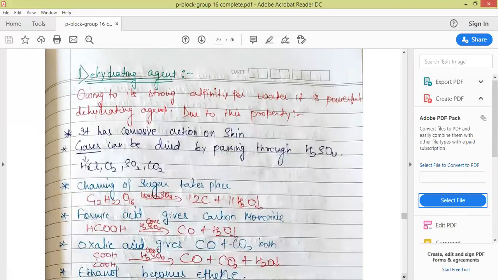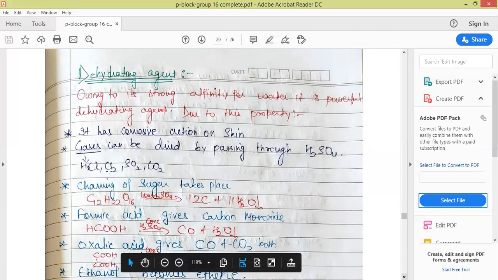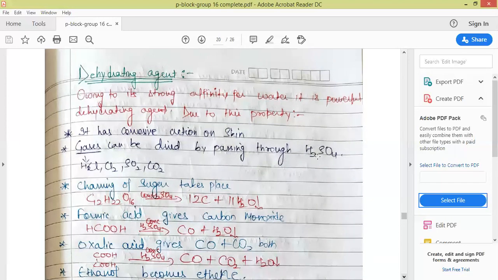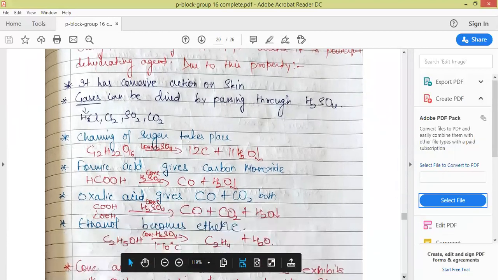Further is the dehydrating action of H2SO4. This is very important owing to its strong affinity for water. It is treated as a powerful dehydrating agent. It has a corrosive action on skin based upon its dehydrating properties, so at once it can corrode the skin. Based upon the dehydrating action, many gases such as HCl, Cl2, SO2 can be dried by passing them over H2SO4 solution, as it will absorb water from these gases.